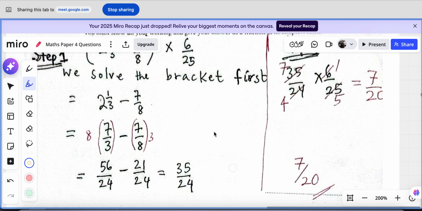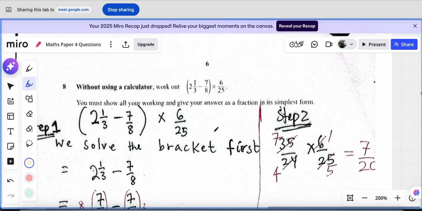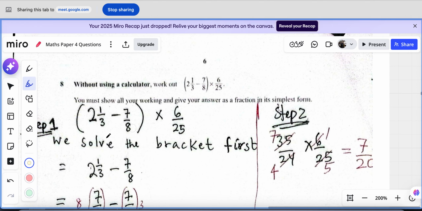Now, we go to stage 2. Remember, stage 1 was just to solve the bracket. Now that we solved the bracket, we go to the answer we got, which is 35 over 24. We use it to multiply this 6 over 25. So we bring the 35 over 24 down here. The answer we got, we bring it down here. Multiply by 6 over 25. So now here it's up to you.